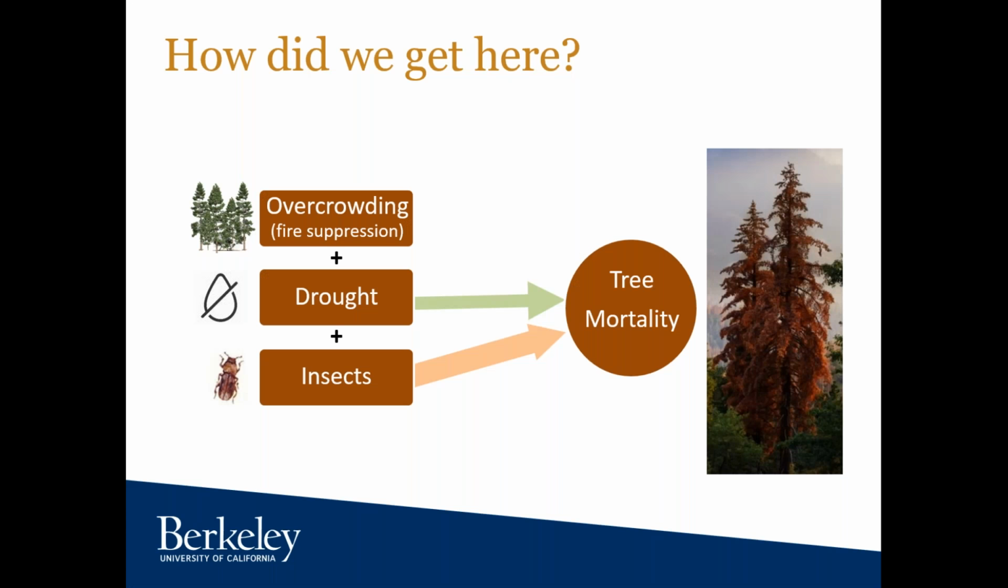How did we get here? Well, there are a few reasons why so many trees are dying. The underlying root cause that is predisposing a lot of trees to mortality is overcrowding due to over a century of fire suppression that is making trees more vulnerable to mortality and other stressors. But the more proximate cause that tipped a lot of trees over the edge was the drought we had in 2012 through 2015, and then insect outbreaks, in particular bark beetles, that fed off of that drought and caused a lot of the mortality.